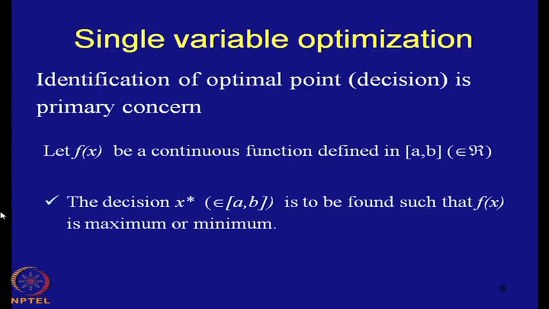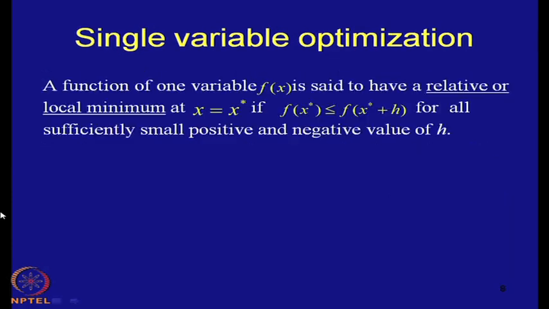Now, the single variable optimization problem. Identification of the optimal point is our primary concern. Let us consider f(x), a continuous function defined in a certain interval [a, b] on the real line, and we have to select the decision x star which will maximize or minimize the function f(x). That is our objective for today's lecture.